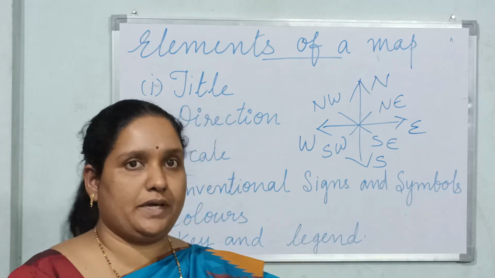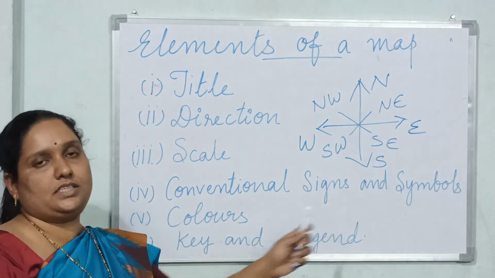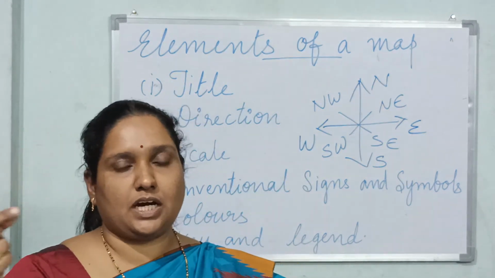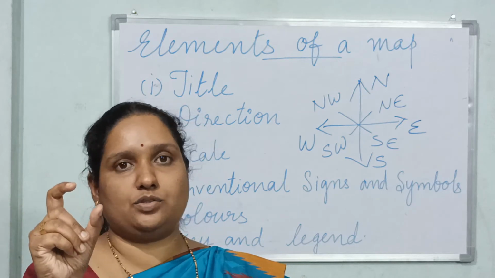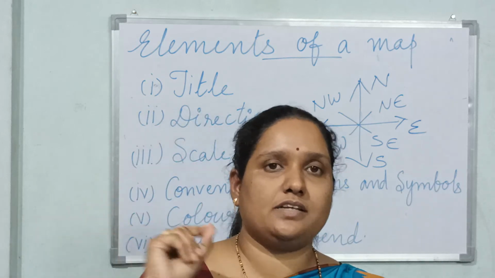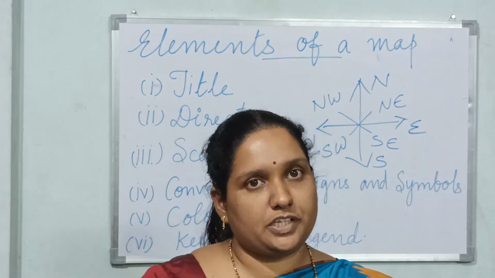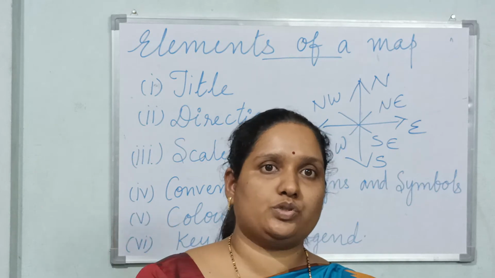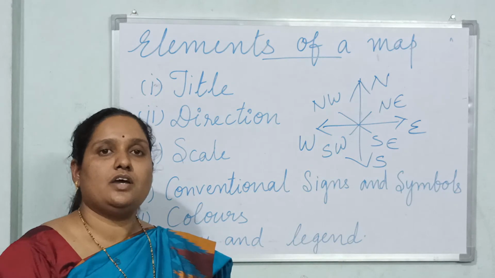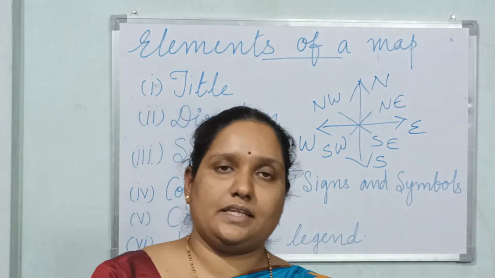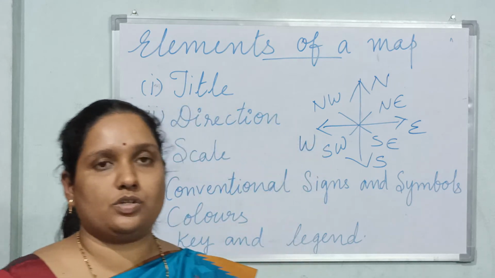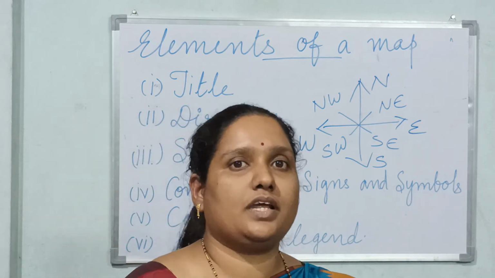That will be given in the place called key and legend. In most of the maps we can see that a square box will be given. Sometimes the color used in the map will be written and its explanation will be written there. Sometimes signs will be there and the explanation of the signs will be given there. That we usually call the key and legend, and conventional signs and symbols are usually accepted worldwide. That type of conventional signs and symbols are also used in a map. That is also another element that helps us to read a map.